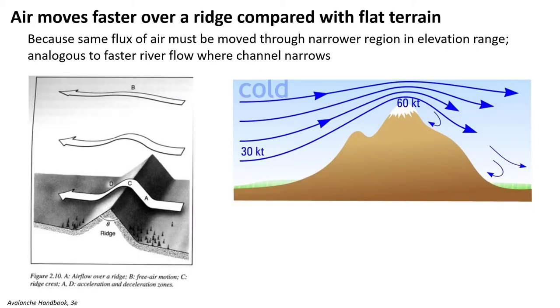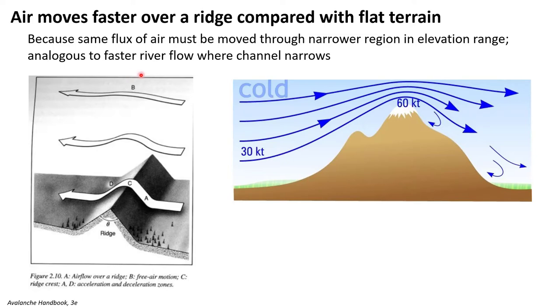So this is a slight simplification, but is largely true and has large impact for snow transport, and that's that air moves faster over a ridge compared with movement of air over flat terrain. And the analogy here that makes some sense is that the same flux of air must be moved or sort of packed into a narrower band of elevation. You're seeing that in this rightmost figure.